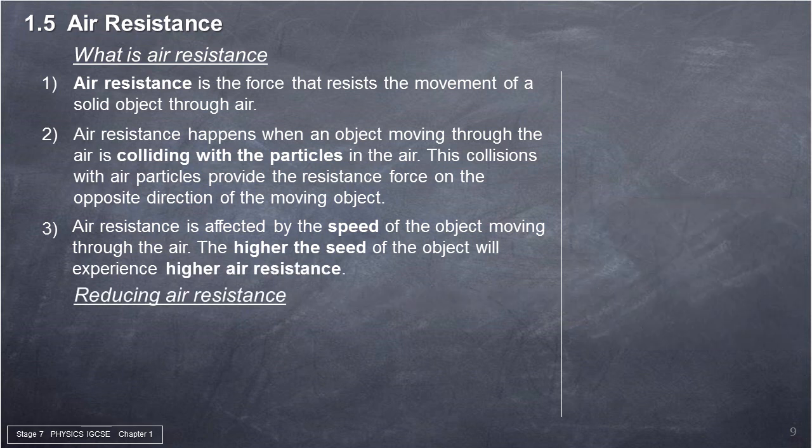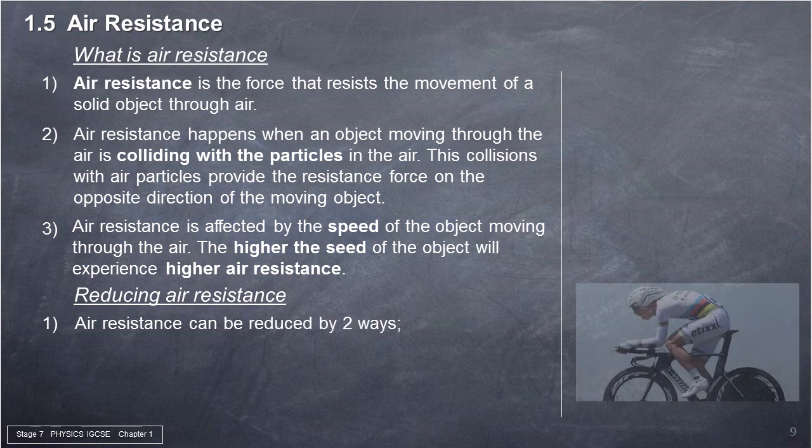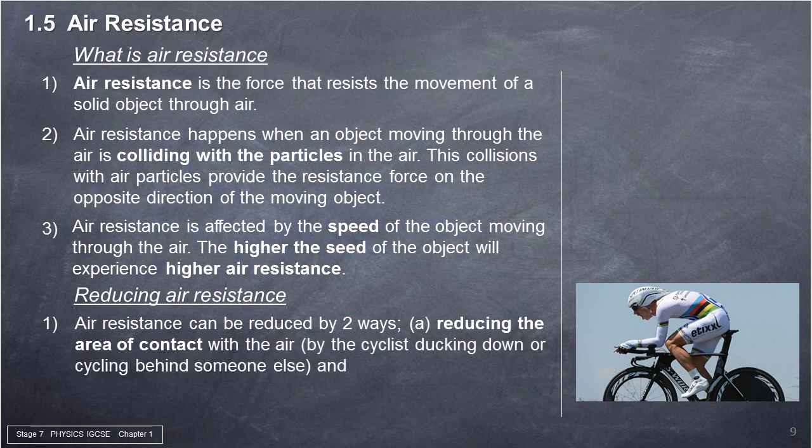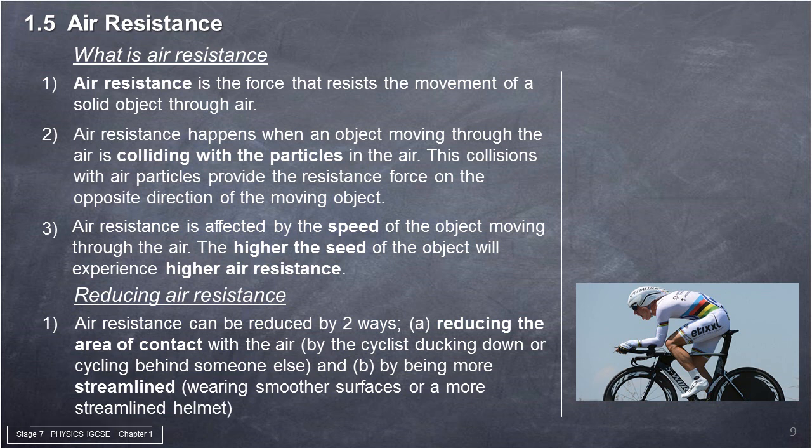The higher the speed of the object, the higher the air resistance it will experience. Reducing air resistance. 1. Air resistance can be reduced in two ways: a. Reducing the area of contact with the air, for example by the cyclist ducking down, or cycling behind someone else, and b. By being more streamlined, for example wearing smoother surfaces, or a more streamlined helmet.